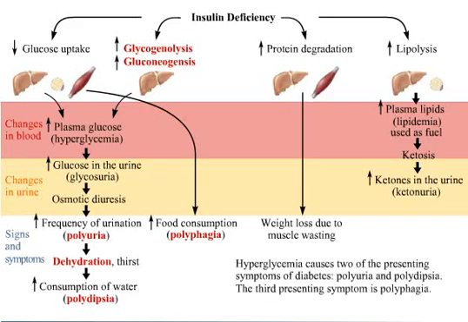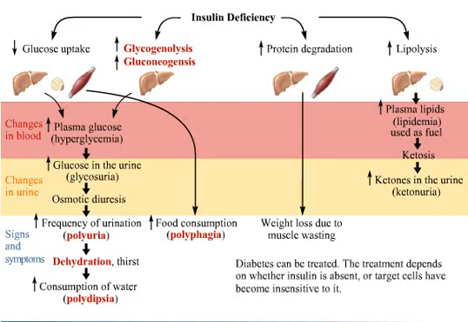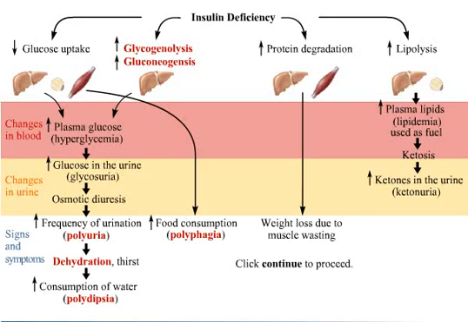Hyperglycemia causes two of the presenting symptoms of diabetes, polyuria and polydipsia. The third presenting symptom is polyphagia. Despite consuming large quantities of food, patients can lose muscle mass and weight. Diabetes can be treated. The treatment depends on whether insulin is absent or target cells have become insensitive to it. Click Continue to proceed.